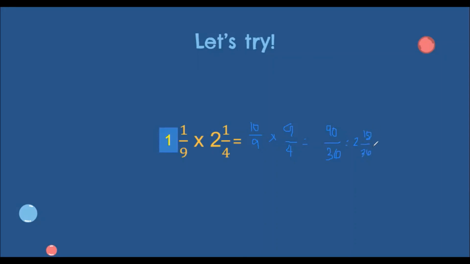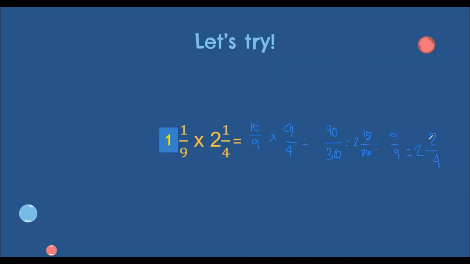But let us look at our fraction part. 18 and 36. Is there a number that can divide 18 and 36? The answer is yes. We can divide 18 and 36 by 9. So let us divide it by 9. 18 divided by 9, the answer is 2. And 36 divided by 9, the answer is 4. And don't forget to copy our whole number 2.